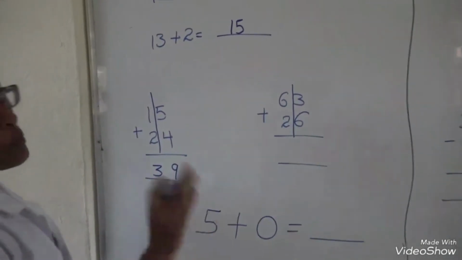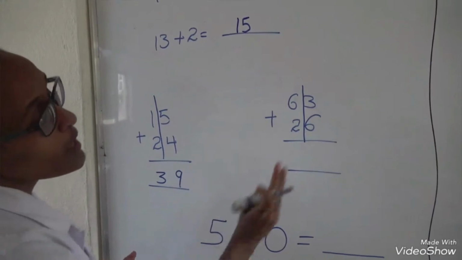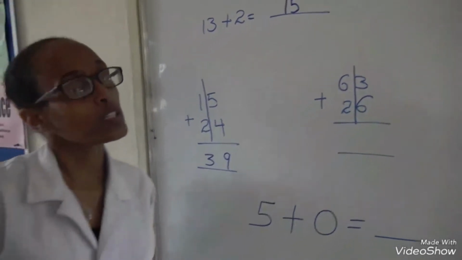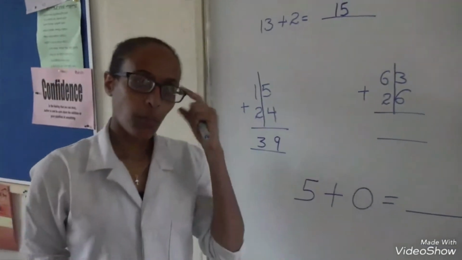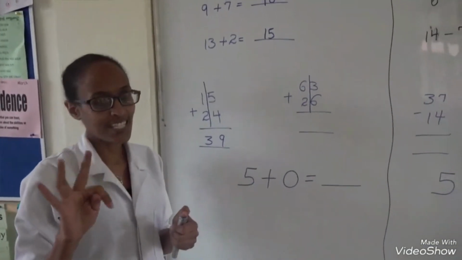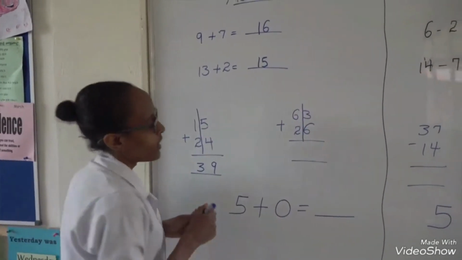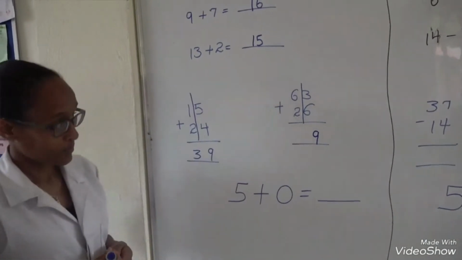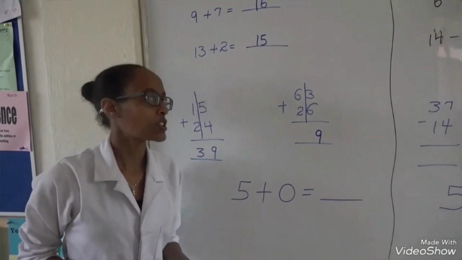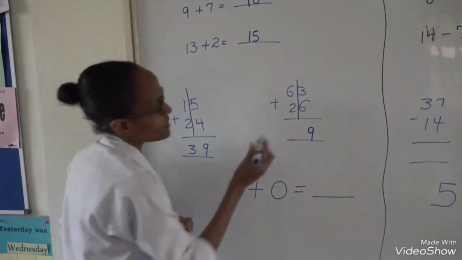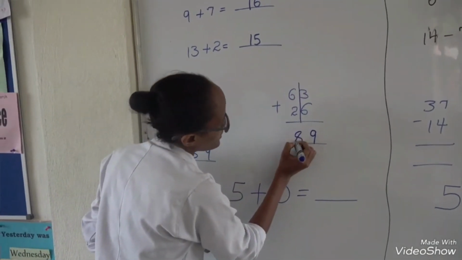Here, we start from the ones place. So let's put 3 in our mind and 6 in our fingers. 3, 4, 5, 6, 7, 8, 9. And we put 6 in our mind and 2 in our fingers. 6, 7, 8. So the answer is 89.